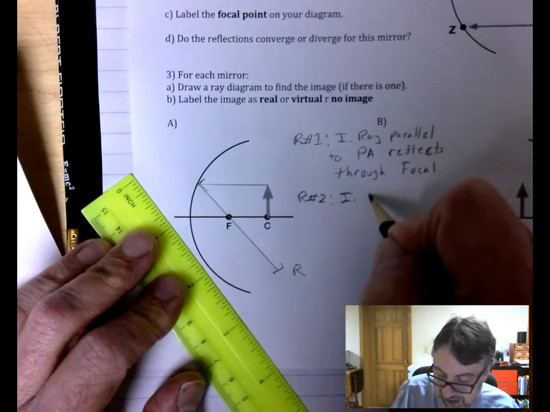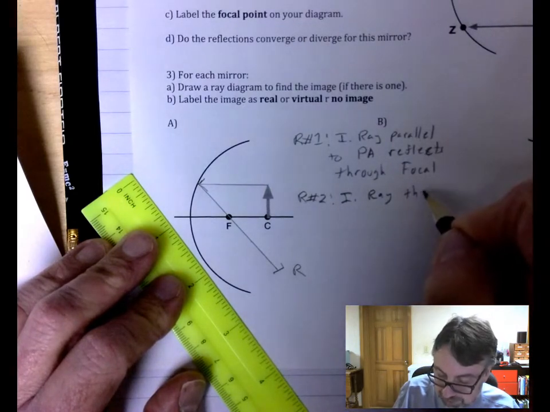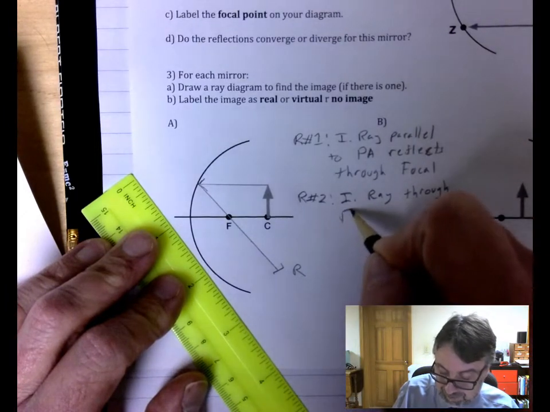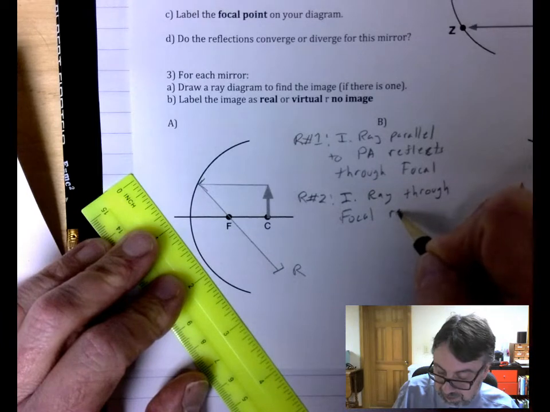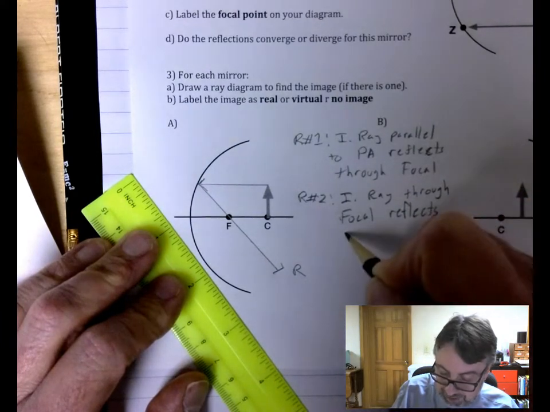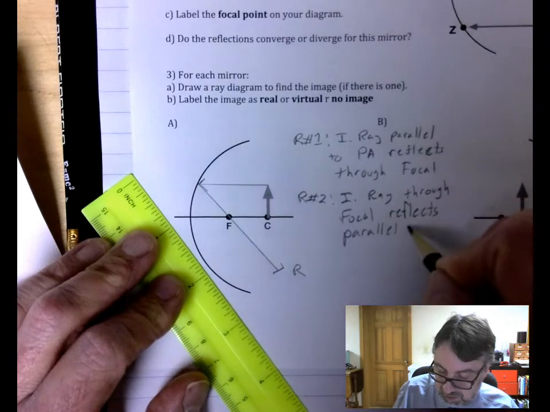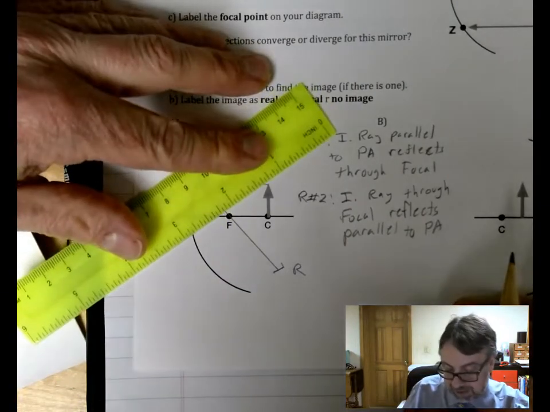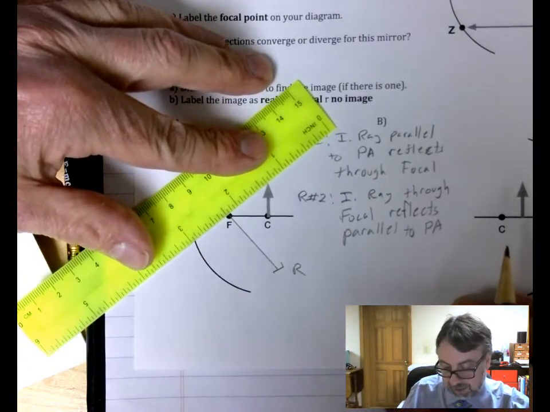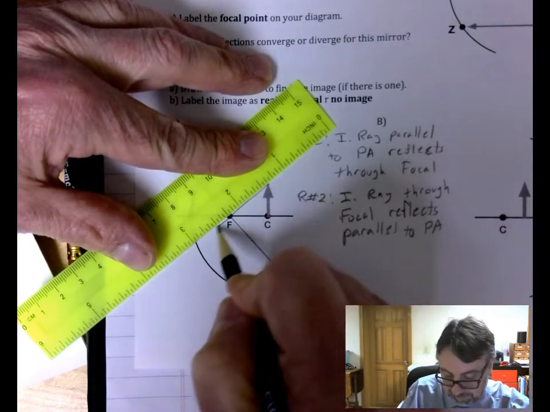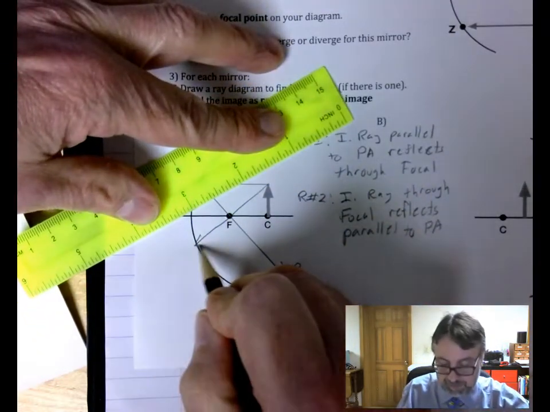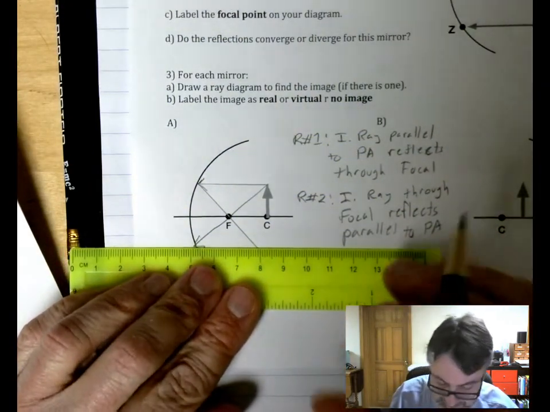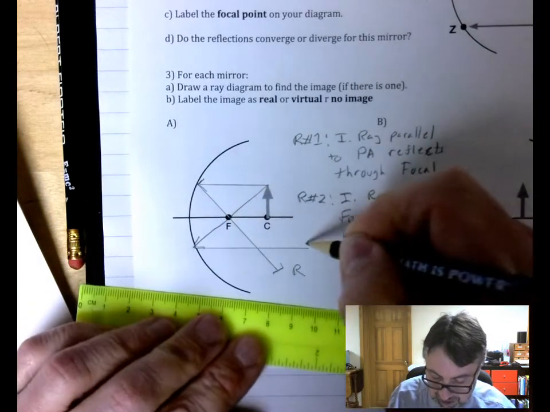That an incident ray through the focal point reflects parallel to the principal axis. So I line up the top of the object, and I line up on my focal point, and I send light to my mirror. It strikes the mirror. It reflects back from the mirror parallel. I mark that reflection with an R.